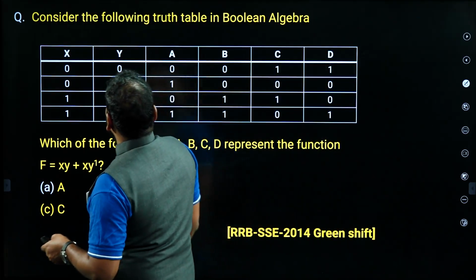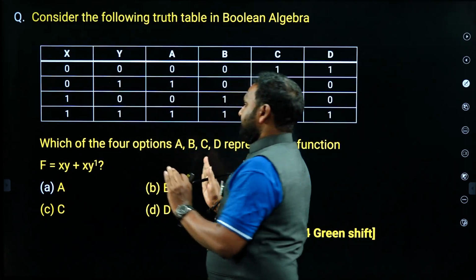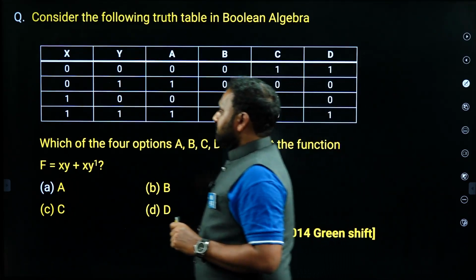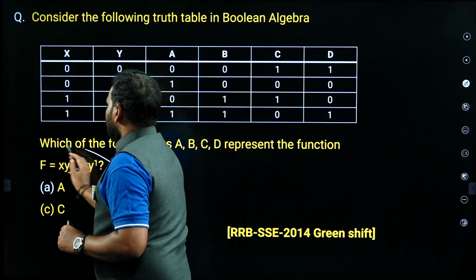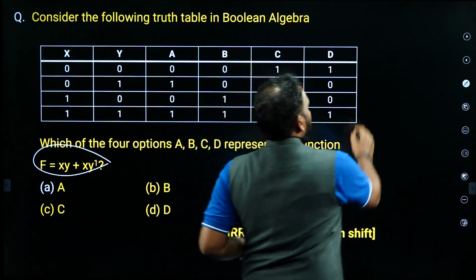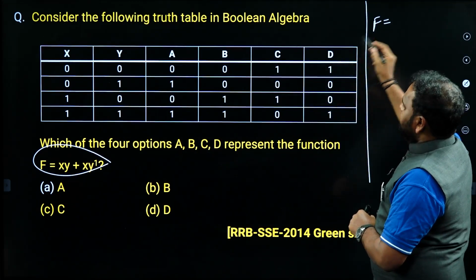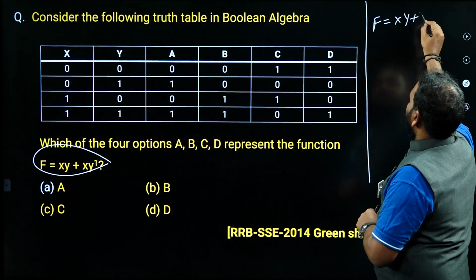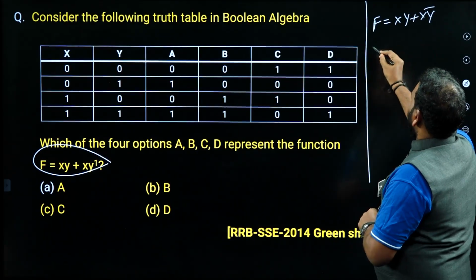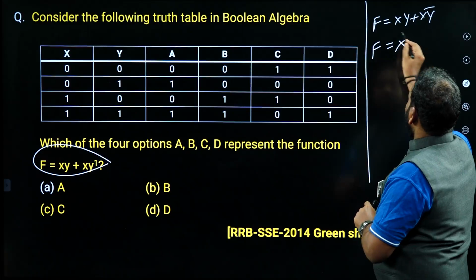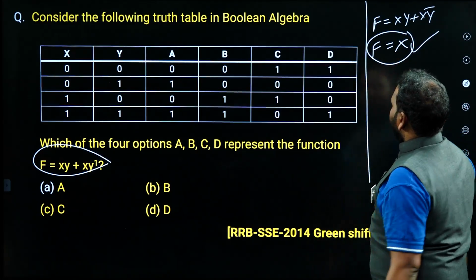Okay, you see, this is a little lengthy question I found, that's why I have selected this intentionally. Only this question you please verify. xy plus xy bar, this is the expression given, I am writing it here. What is the final expression? xy plus xy bar, what is the common term here? x, y plus y bar value 1, so f is equals to x.